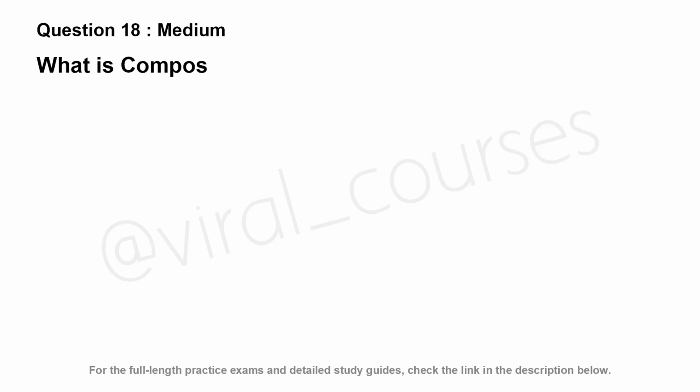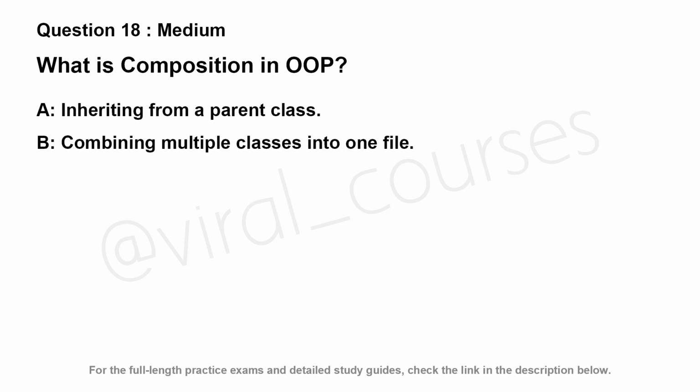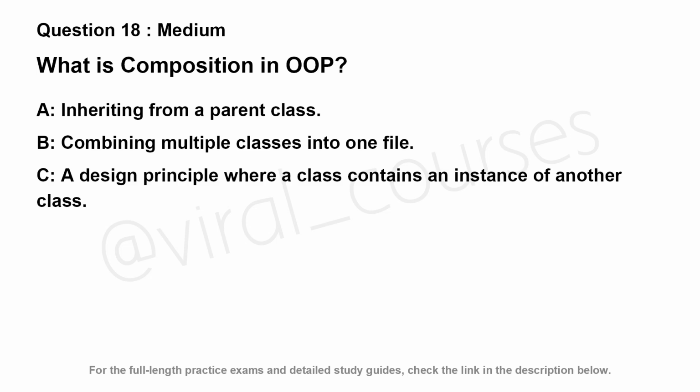What is composition in OOP? Option A. Inheriting from a parent class. Option B. Combining multiple classes into one file. Option C. A design principle where a class contains an instance of another class. Option D. The process of writing clean code.